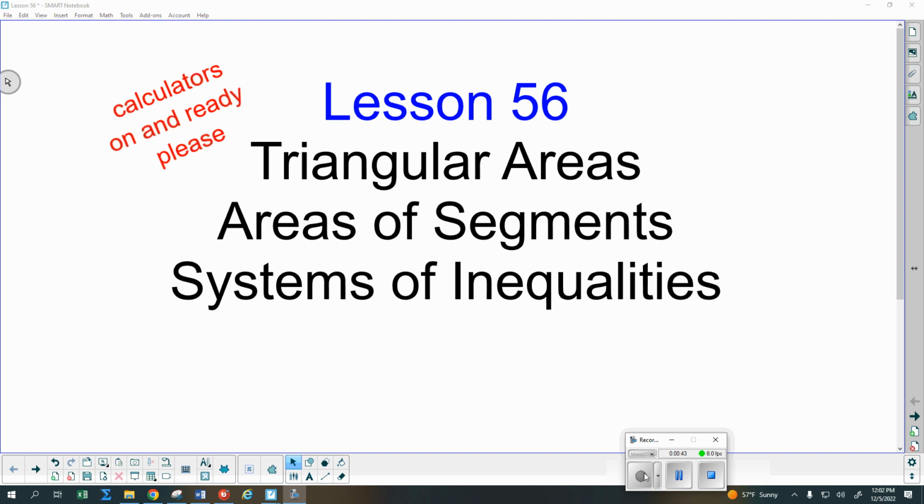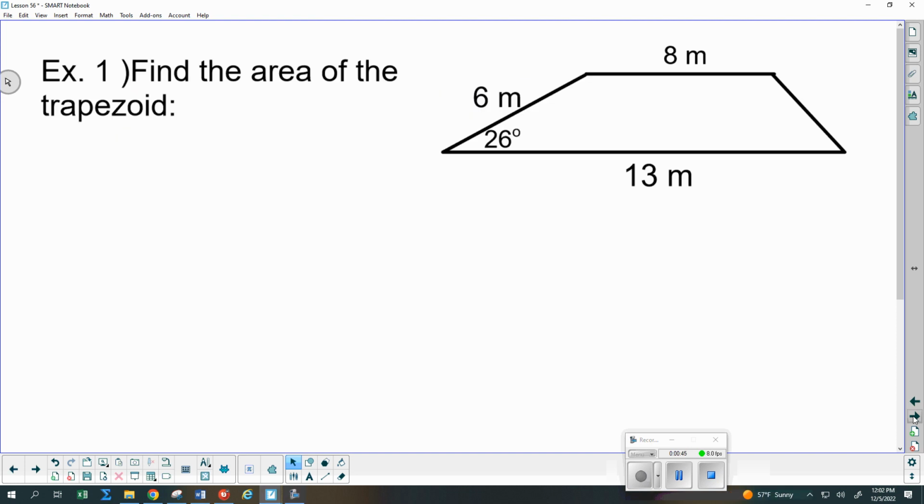So first, let's talk about the area of this trapezoid. And we have a formula for the area of a trapezoid. Who can remind me what that formula is? Charlene? So I think I'm going to write that with a half out in front.